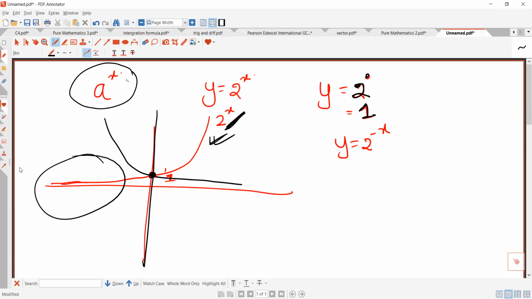Yes. And if they say you to draw 2 raised to minus x graph, that black color line which I did over there, that's how it looks like. Same. It's a reflection in the y-axis. 2 raised to minus x graph. Okay? Everyone, got it? Okay.